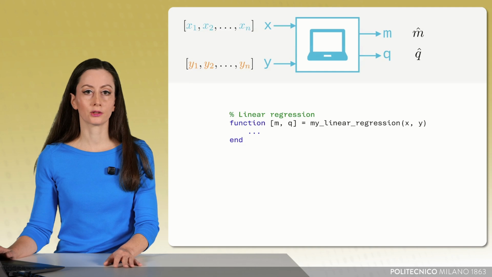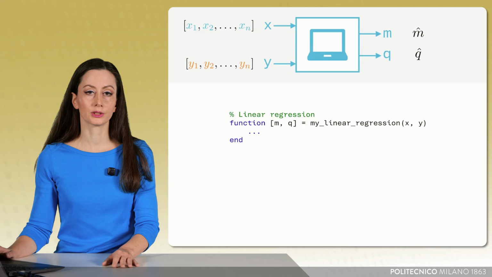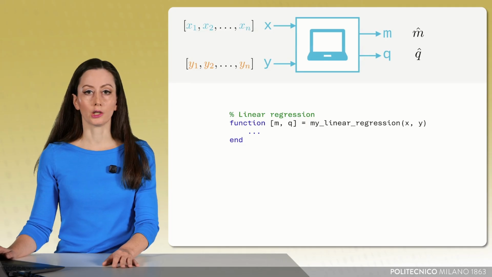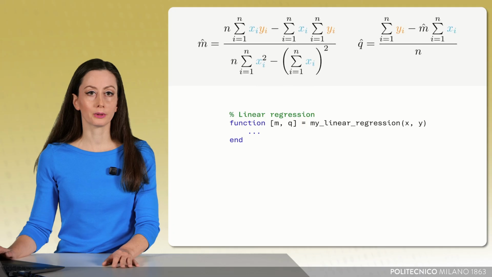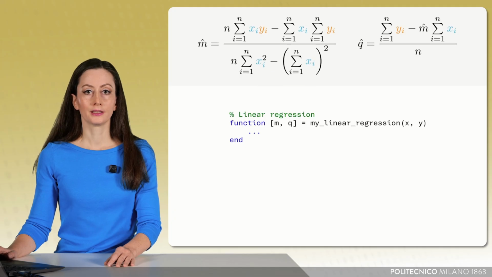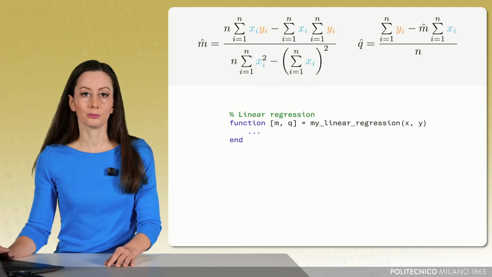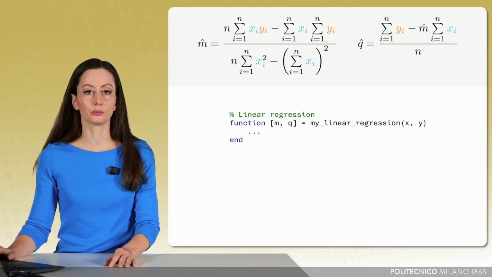So this is the structure of the MATLAB function that we will write. The function has 2 inputs, x and y, and 2 outputs, m and q. What we need to do now is simply fill in the dots. This function will perform linear regression by computing the coefficients according to these formulas. At first glance, they can look a bit overwhelming, but let's simplify them by breaking the task into smaller steps.